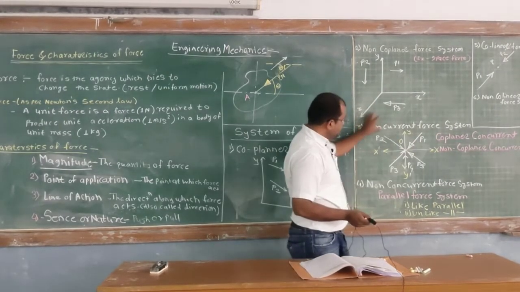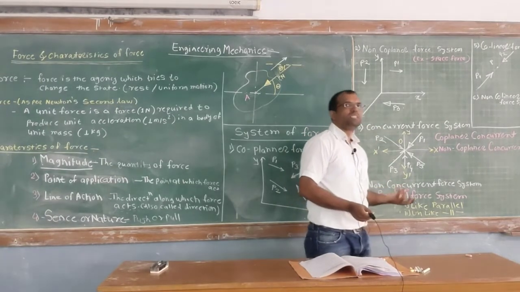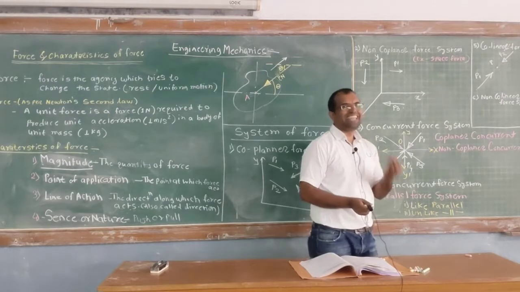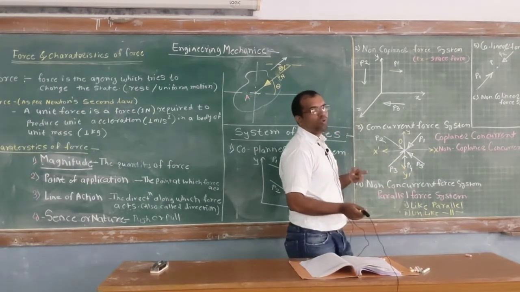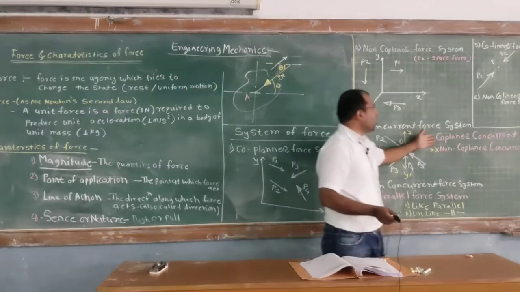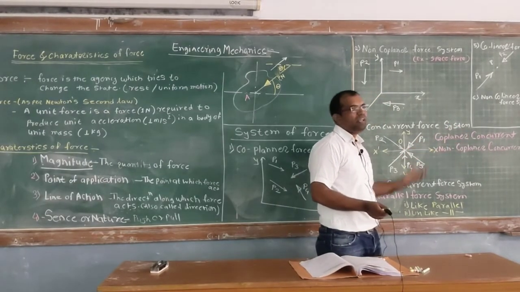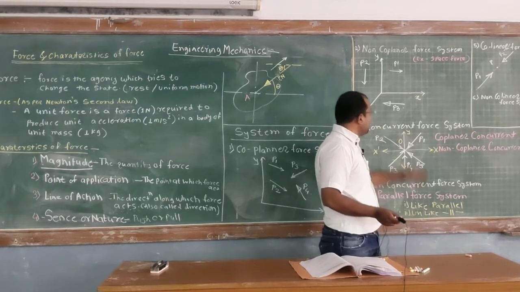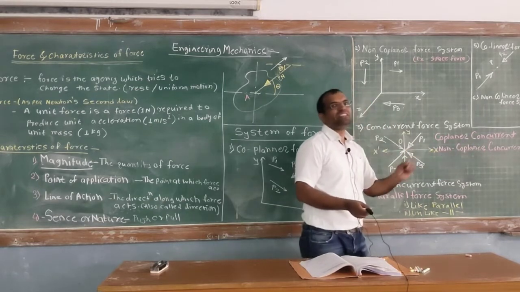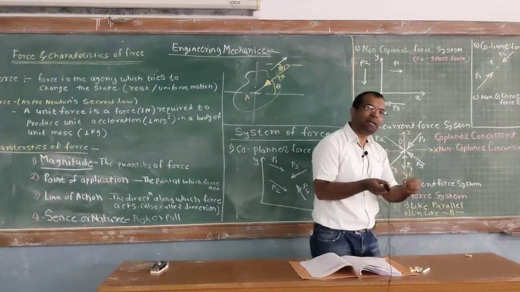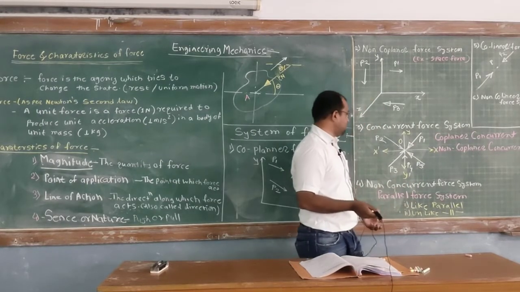So the concurrent force system means the forces which are meeting at the same point. There are two types of concurrent force system. Coplanar concurrent means the forces lie in the same plane. The second is non-coplanar concurrent: if the forces lie in different planes but they are meeting at the same point, then we call it a non-coplanar concurrent force system.